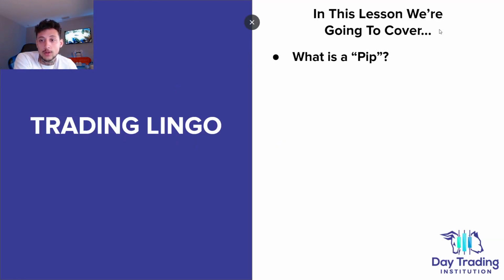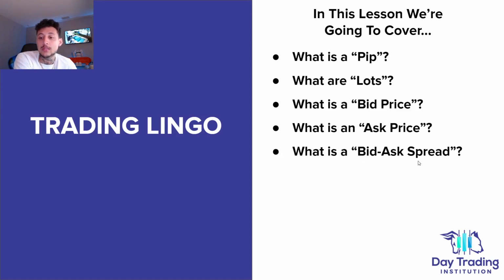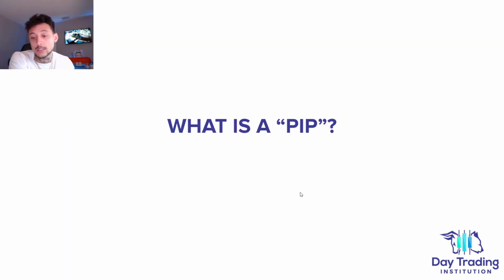So what we're going to be learning in this lesson is what a pip is, what lot sizes are, what the bid price is, what the ask price is, along with what the bid-ask spread is. We're also going to be going over what a quote convention is, what a transaction cost is, and last but not least, what a cross currency is.